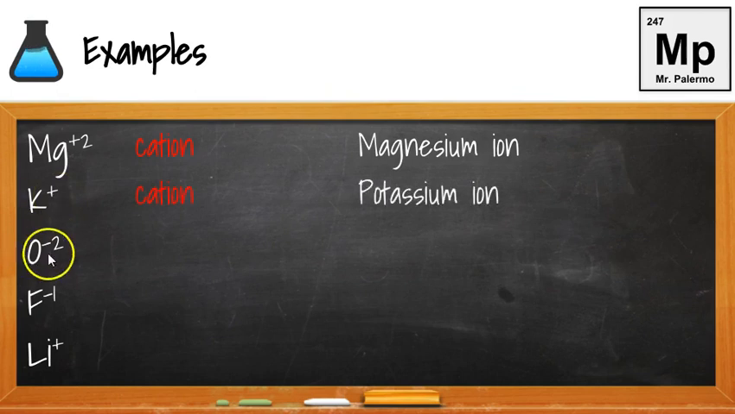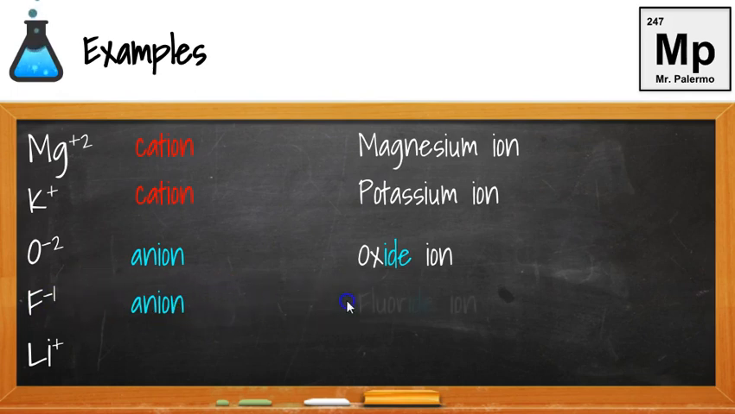Now we have a negative, that's an anion. For anions and negative ions, we take the first syllable and then add "ide." So oxygen becomes oxide ion. Same thing with fluorine, that's a negative ion, so that's an anion. We take the first syllable fluor, and add the "ide" ending. Positive ion for lithium, that's a cation, and so we write lithium ion.